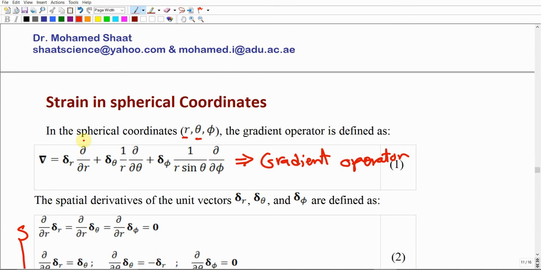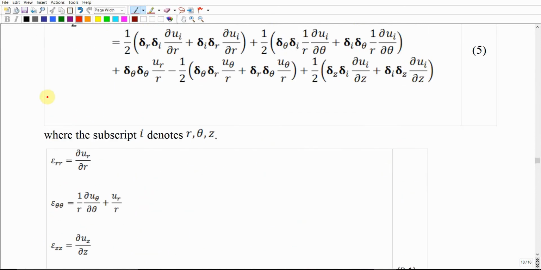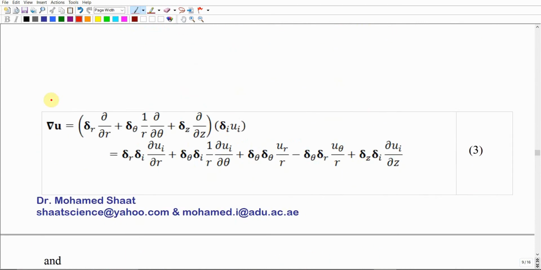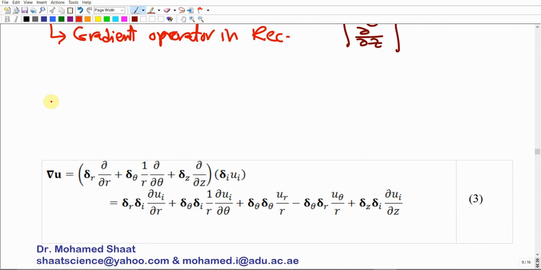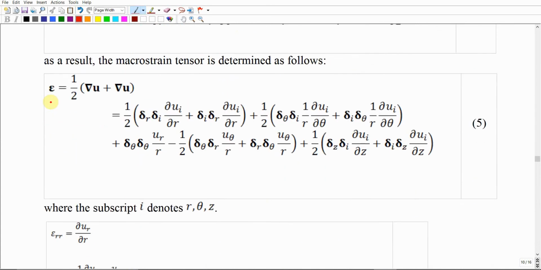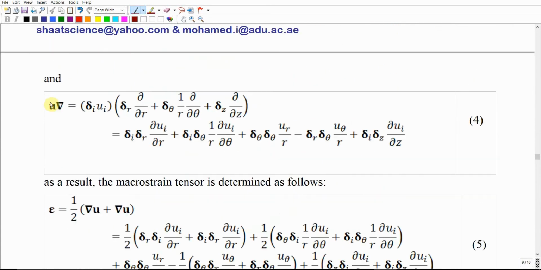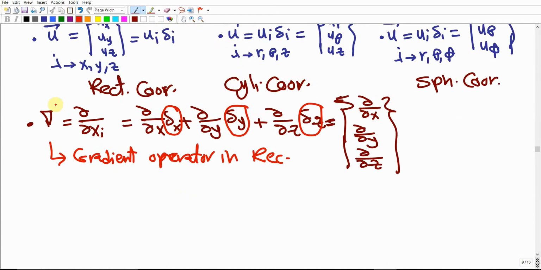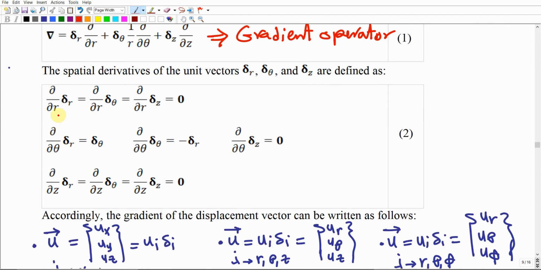So these are the characteristics. For the cylindrical coordinates, the derivatives of e_r, e_theta, and e_z with respect to r or even z are zeros. But with respect to theta, it is different: e_theta, negative e_r, and zero for e_z. These are for the cylindrical coordinates.